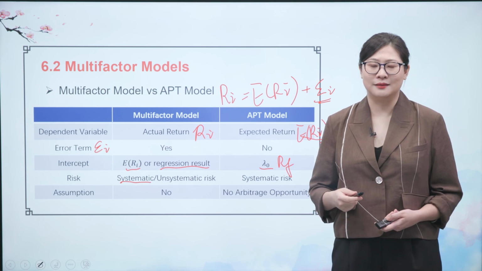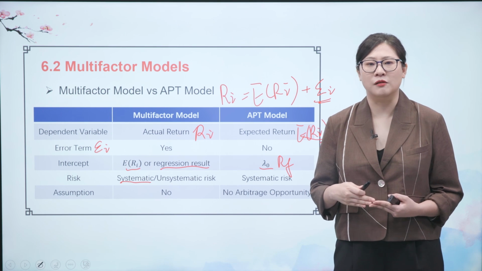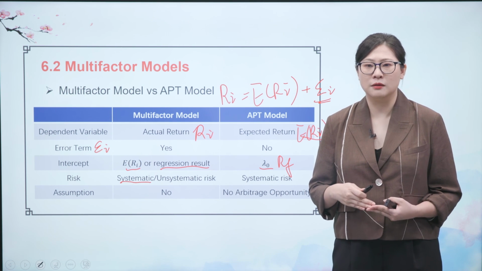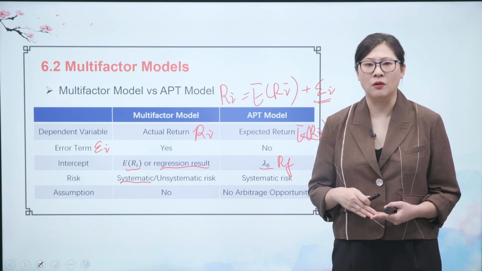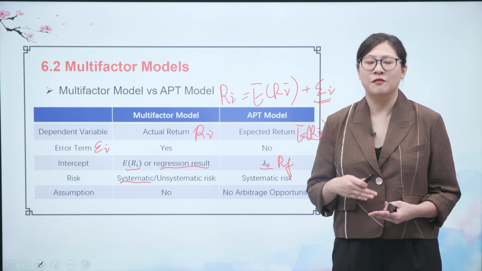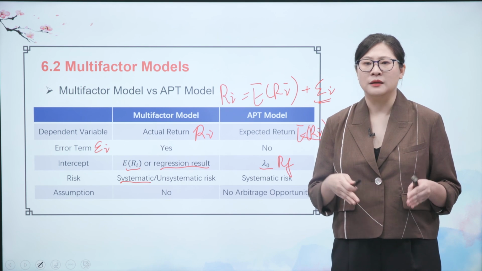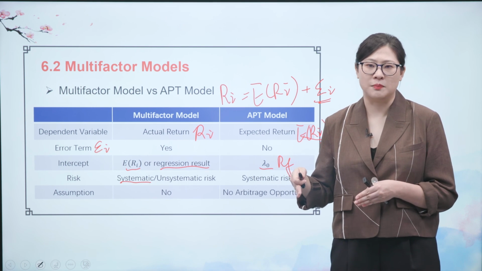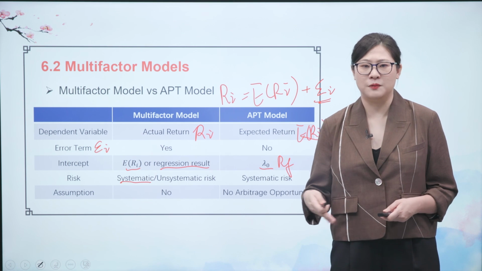Okay, in today's lecture, we have learned different types of multi-factor models, including the macroeconomic factor model, the fundamental factor model, and the statistical factor model. Then we compared the macroeconomic factor model with the fundamental factor model. And last, we compared the multi-factor model with the APT model.